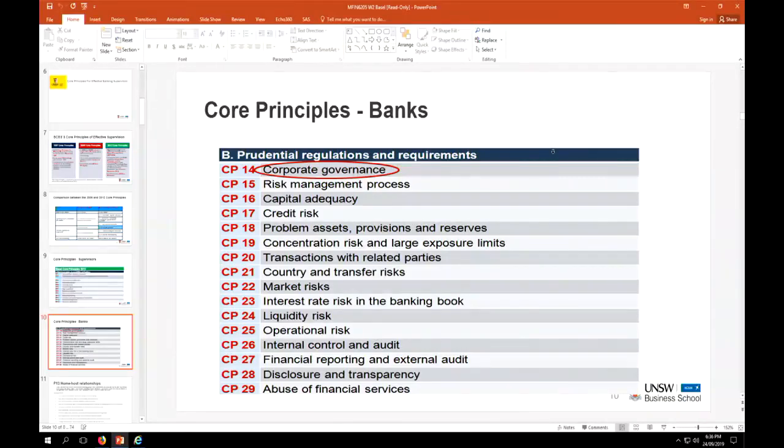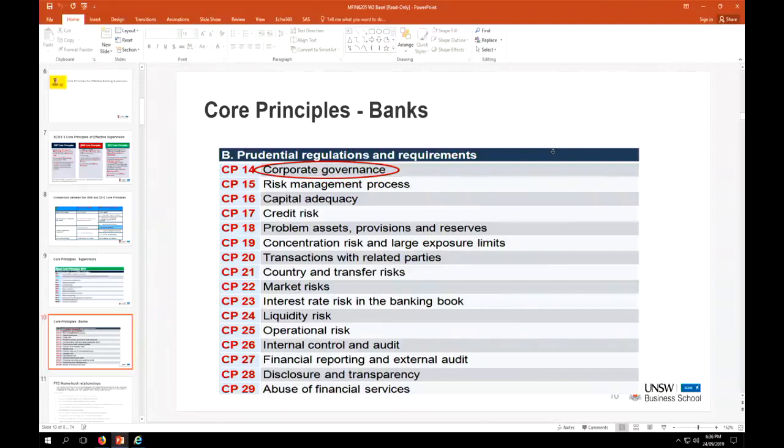And interestingly, heading into the GFC, there was no separate requirement for this. So we've got corporate governance. And then 15, risk management process. That one is fundamentally, you read it, that explains what we're going to cover over the next 5-6 weeks. Because that explains what is required in order to manage risk, how to establish a risk framework.